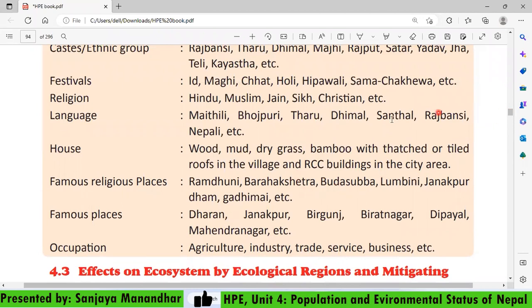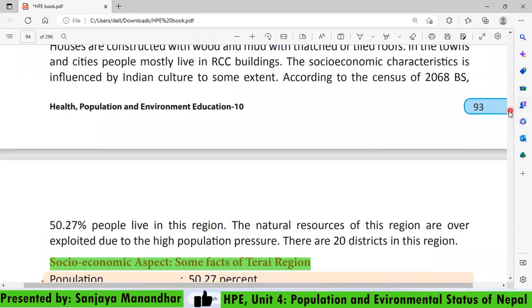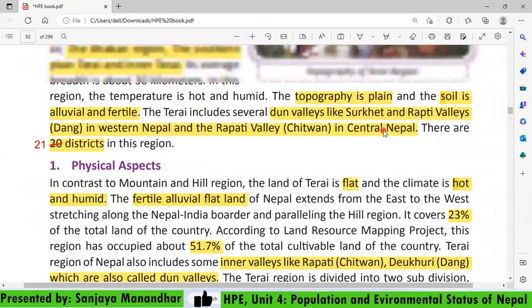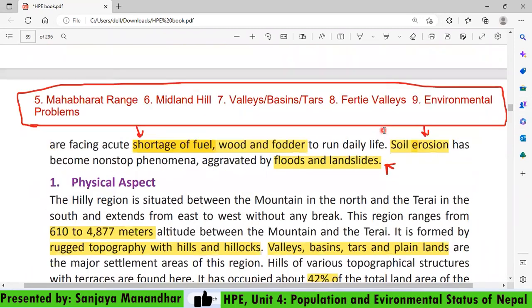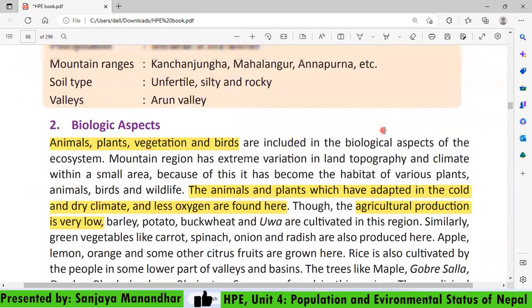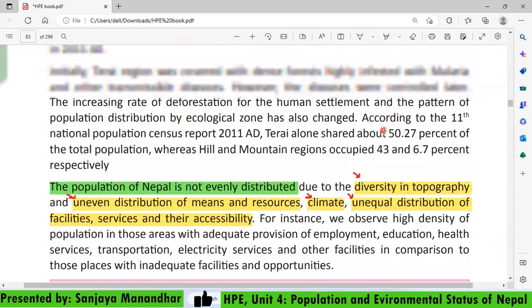The third learning objective. Now I will take you to the first page, learning achievement. We have achieved the three learning objectives.